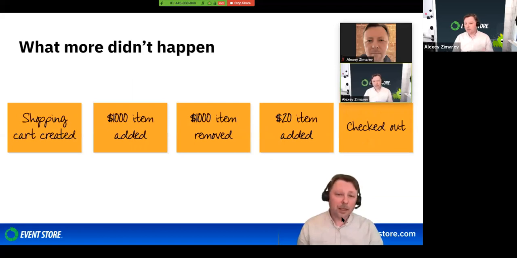And then it was removed, and the $20 item was added, and then the customer checked out. In a state-based system, you basically see that there is a shopping cart with a $20 item, and they checked out, and you're happy you got $20.